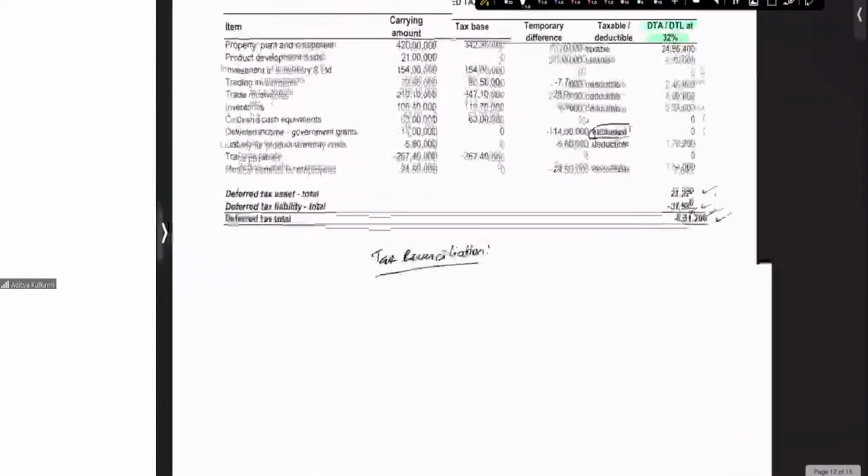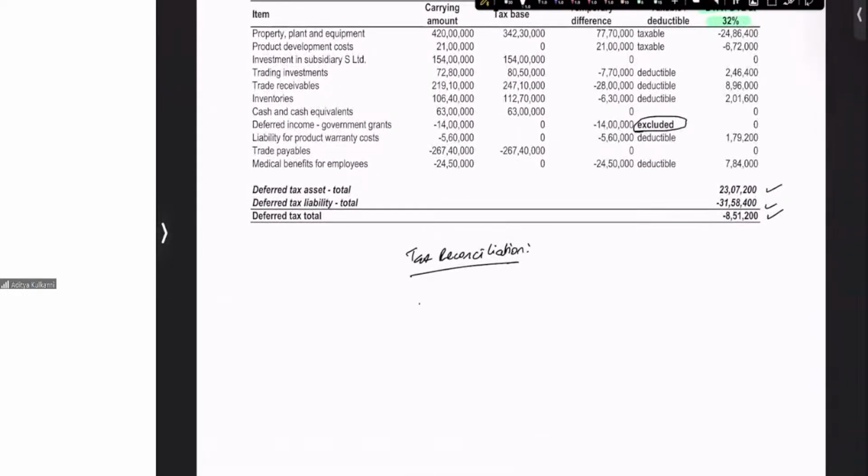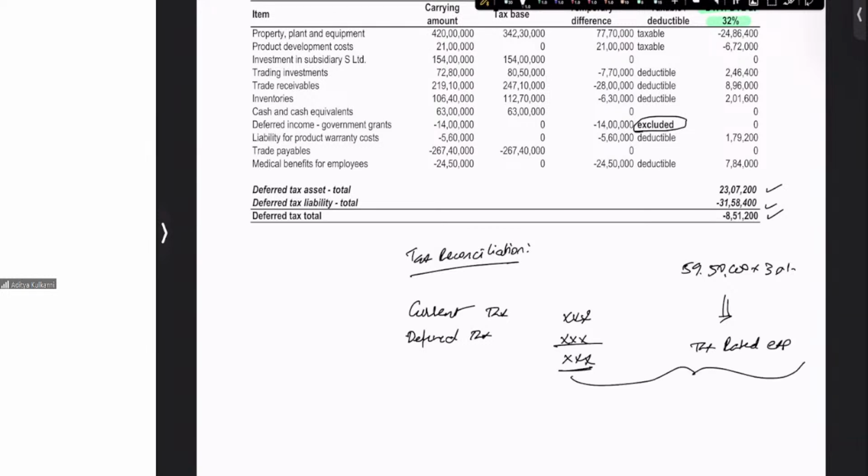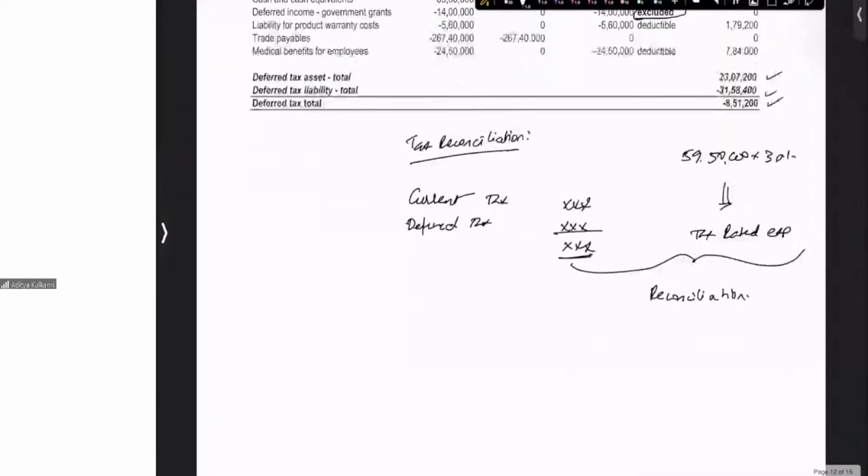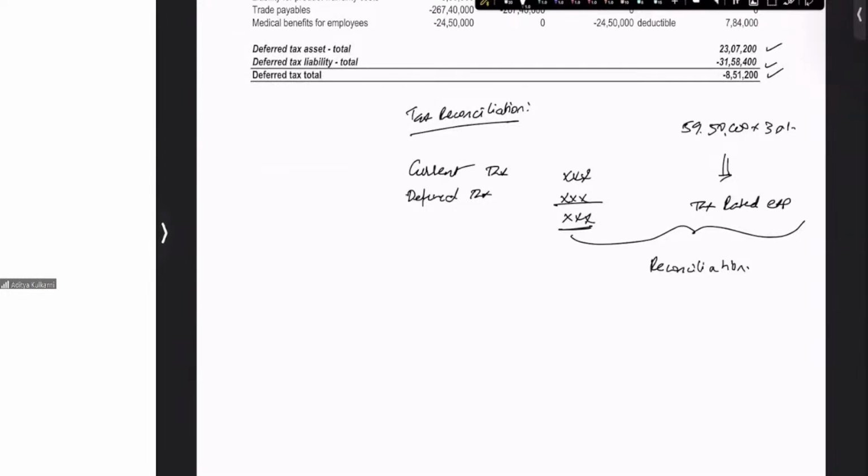So what I want you to do is, for this question, current tax, deferred tax, you have already calculated. Okay, total tax expense. Map 59,50,000 into 30%. That will be the tax rate, tax rated expense. Try to present a reconciliation for this. This should by large give you a beautiful understanding of the entire chapter.